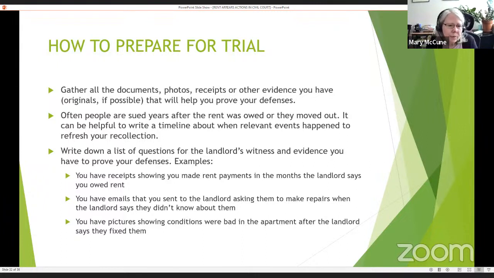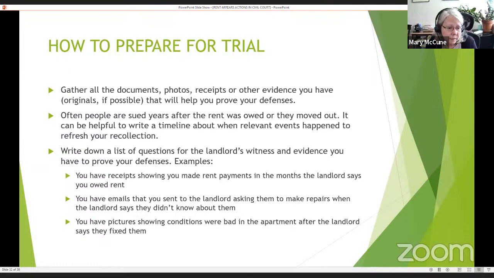Because people are often sued years after the rent was owed or they moved out, it can really be helpful before you go to trial to write a timeline about when things happened, just to have it fresh in your mind. You should also write down a list of questions for the landlord's witness. Usually that would be a managing agent. Sometimes it could be a super, but more often it's whoever kept the books, the accountant, to say like, here's our rent breakdown, here's what they owe. And write down a list of the evidence you have to prove your defenses.